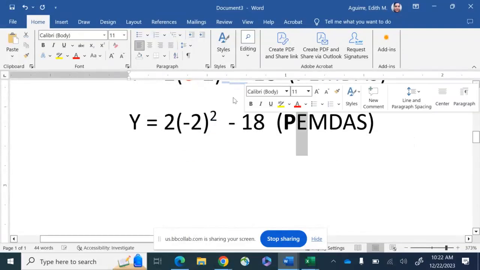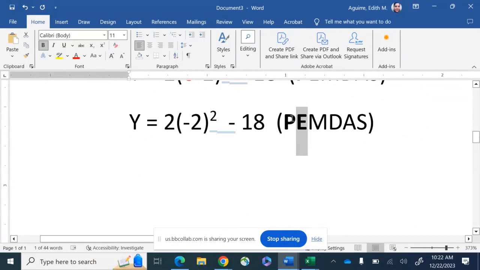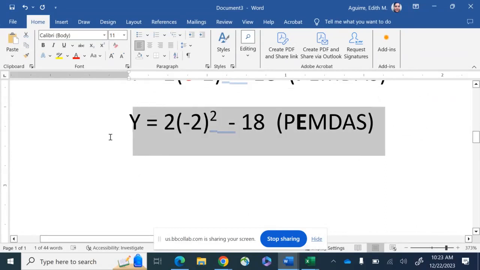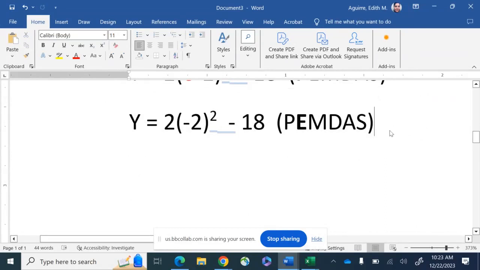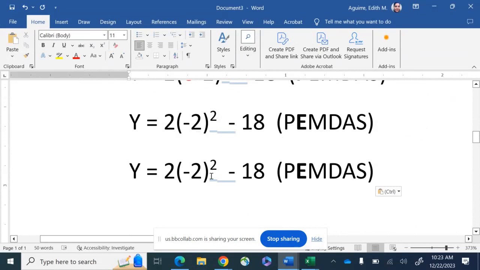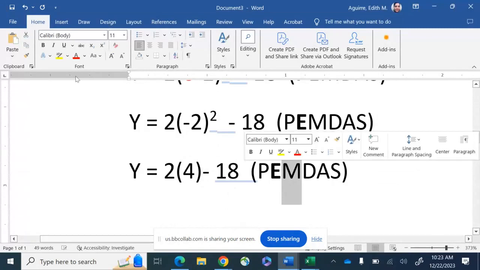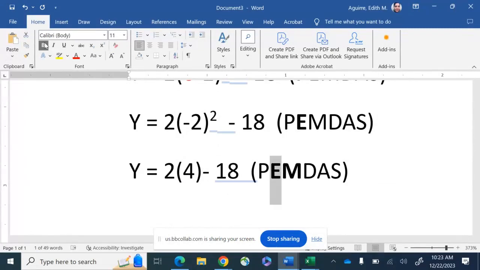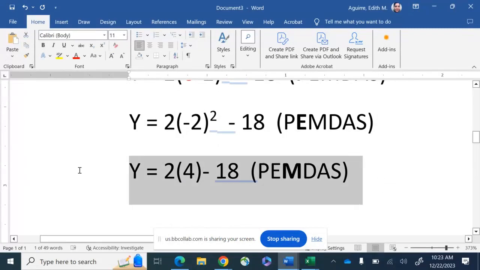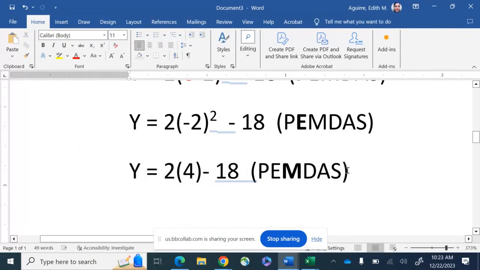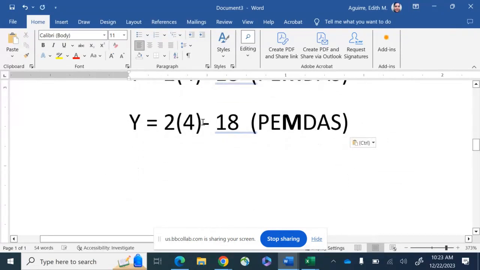Next thing is to do exponents. The next thing in the exponents here is to square. So negative 2 squared, if you put it into the calculator, gives you 4. Next thing is to do multiplication, and the multiplication is 2 times 4. So that is 8 here in this example.